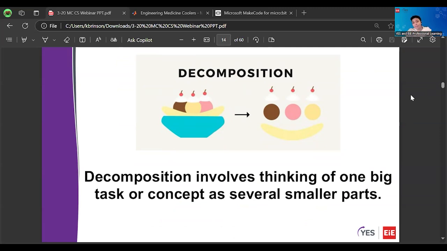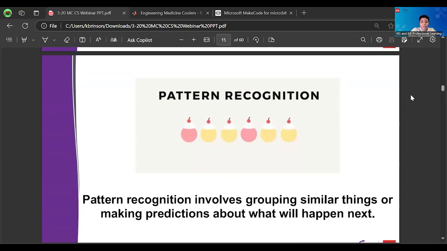If you're thinking of baking a cake, for example, it involves steps like mixing ingredients, baking, decorating, and each of those is a smaller task within the larger goal. And by focusing on each piece separately, it's easier to solve the whole problem. So decomposition really helps computer scientists organize and understand even the most complicated challenges.